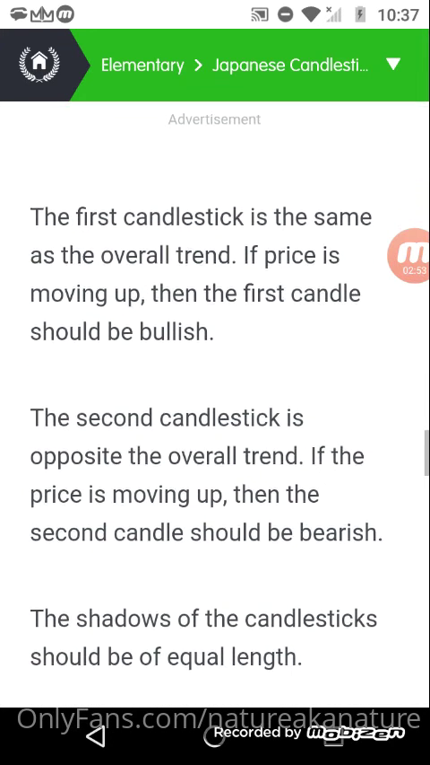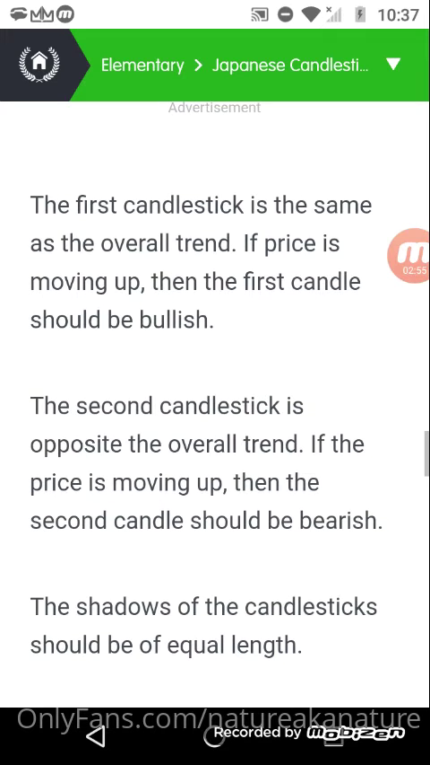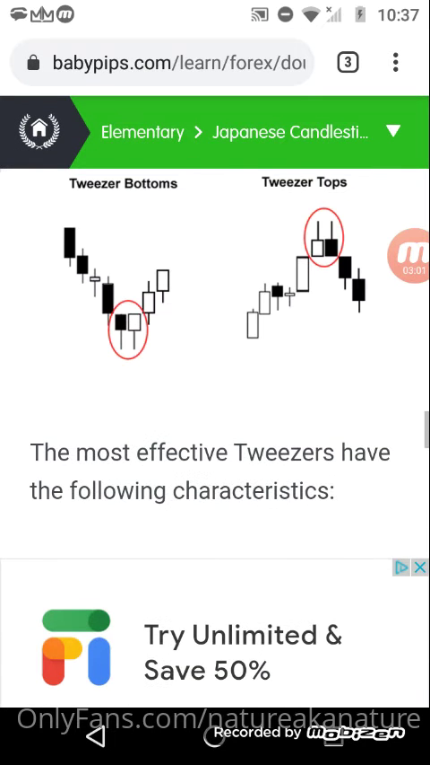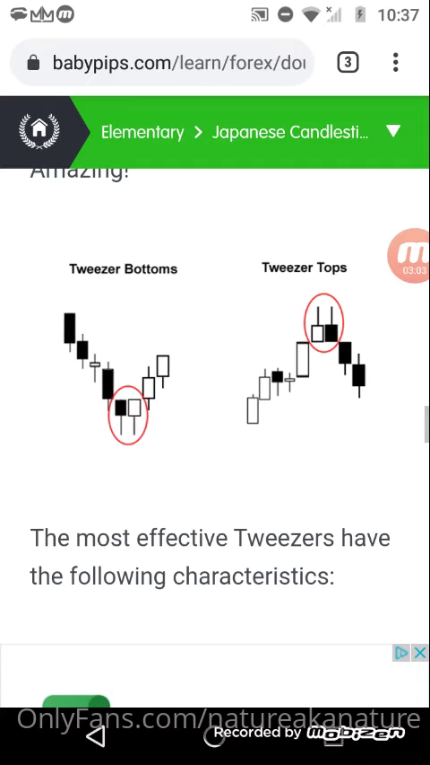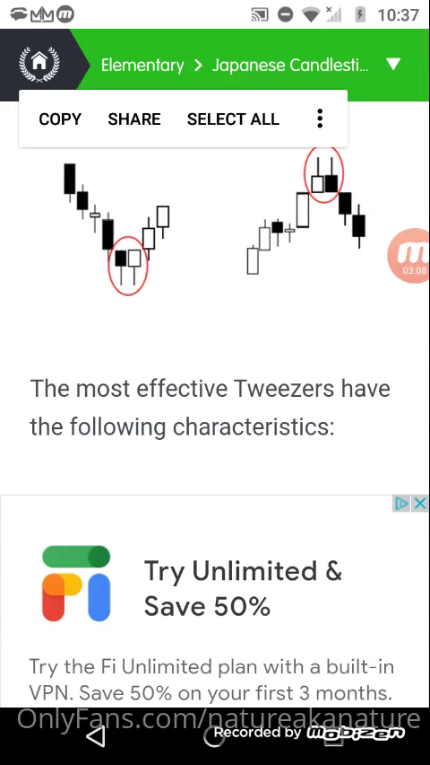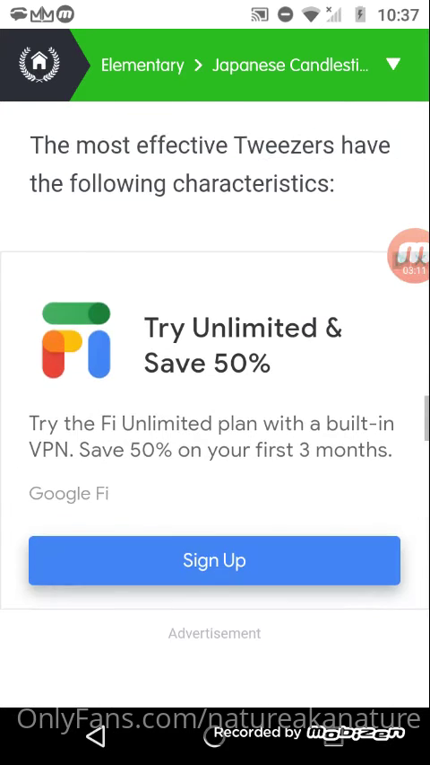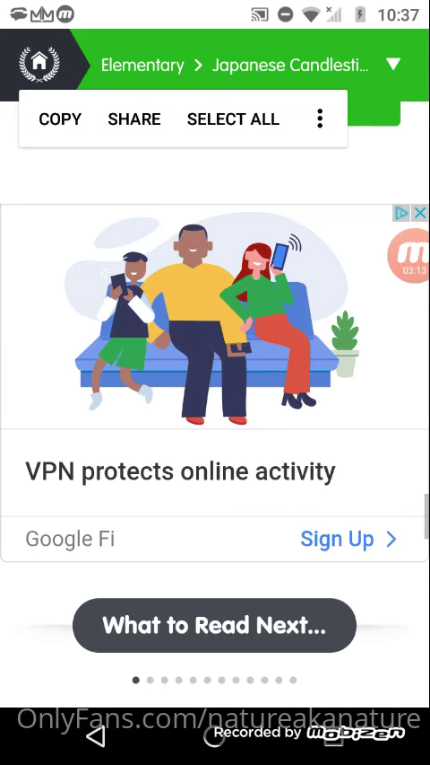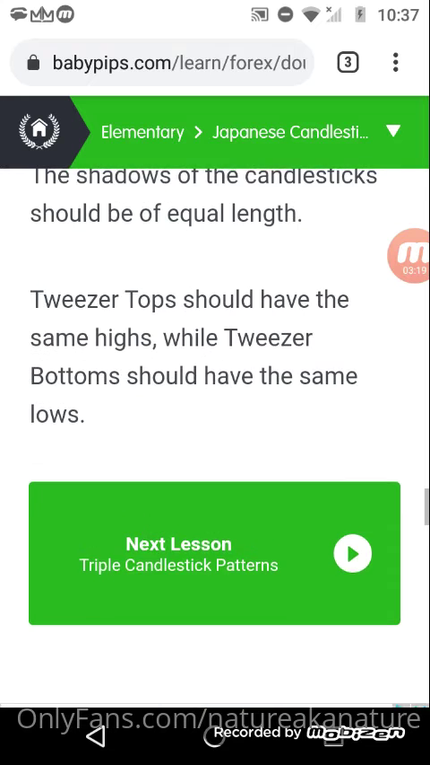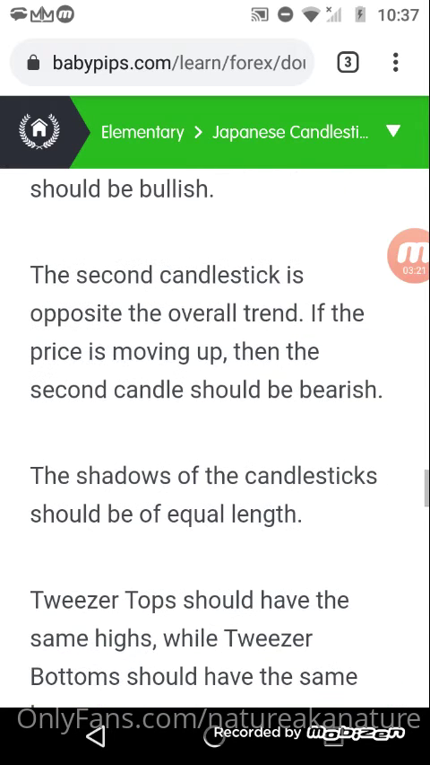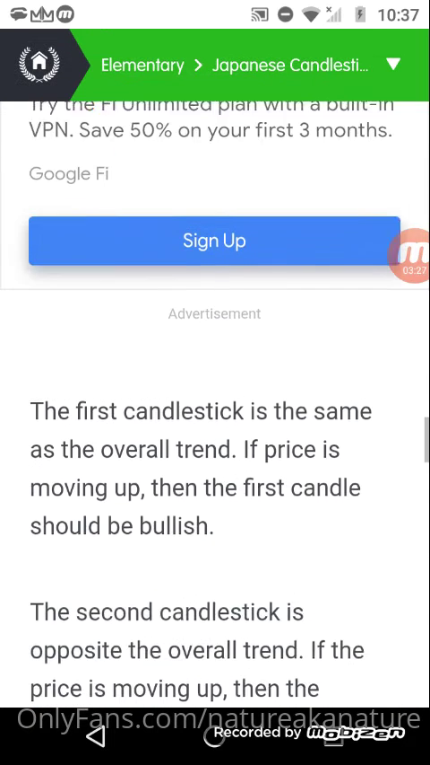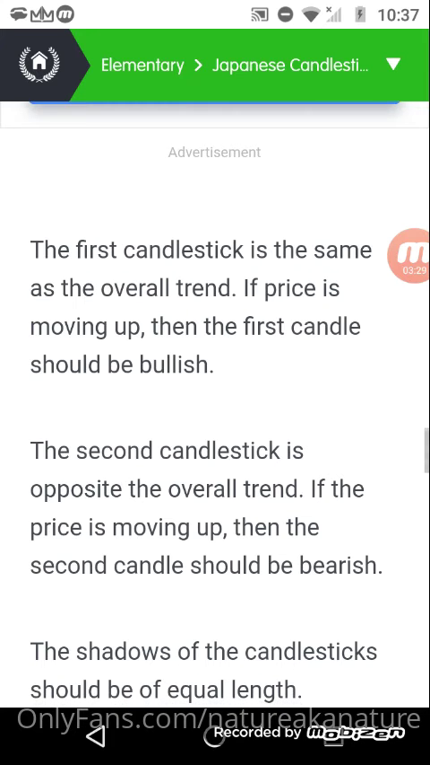The first candlestick is the same as the overall trend, so if the trend is moving up, the first candle should be bullish. The second candlestick is the opposite of the overall trend. If price is moving up, then the second candle should be bearish. The shadows of the candlesticks should be equal in length. A tweezer top should have the same high, while a tweezer bottom should have the same low.